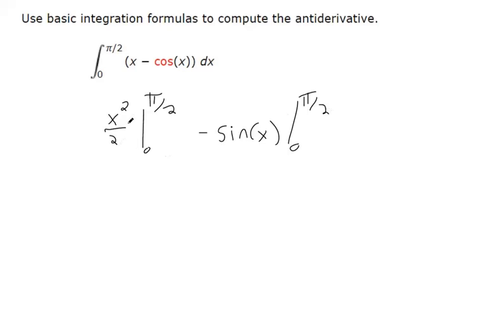So for this first one, if you plug in pi over 2, then you get pi squared over 4. And that's what happens when you plug pi over 2 in for x squared, and that's being divided by 2. So that's the same thing as multiplying by 1/2. So this is pi squared over 8. Then here, if you plug in pi over 2 in for sine, then sine of pi over 2 is 1, because the y-coordinate on the unit circle at pi over 2 is 1. If you plug in 0, sine of 0 is 0.